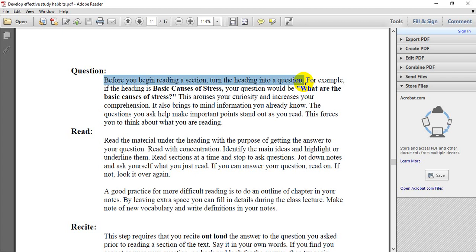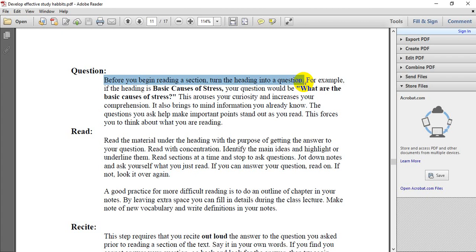This evokes your curiosity and increases your comprehension and understanding. Also, it brings to mind information you already know. The questions you ask help make important points stand out as you read. This forces you to think about what you are reading. I'll give you more simplification about that. By questioning the text, you turn it from a passive activity to an active one.